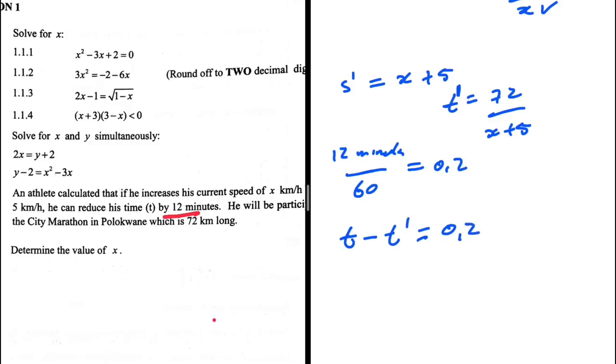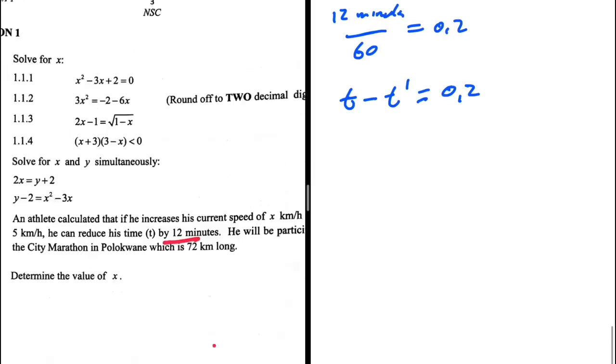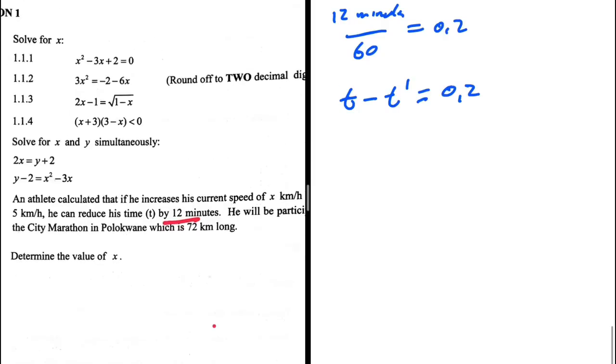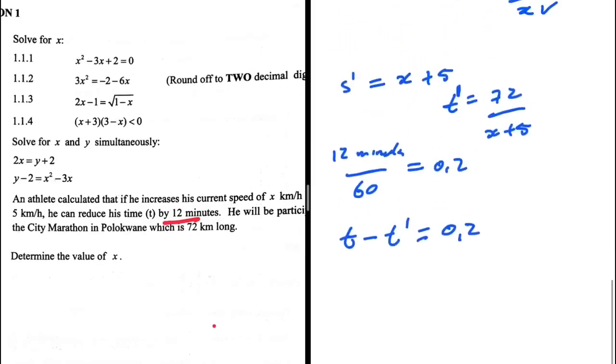0.2. Okay, so t is... I don't know what's happening, but for some reason I can't write anymore. I'm trying to scroll, but I can't. On this side I can scroll, but on this side I can't scroll anymore. Okay, I think it's fine now.